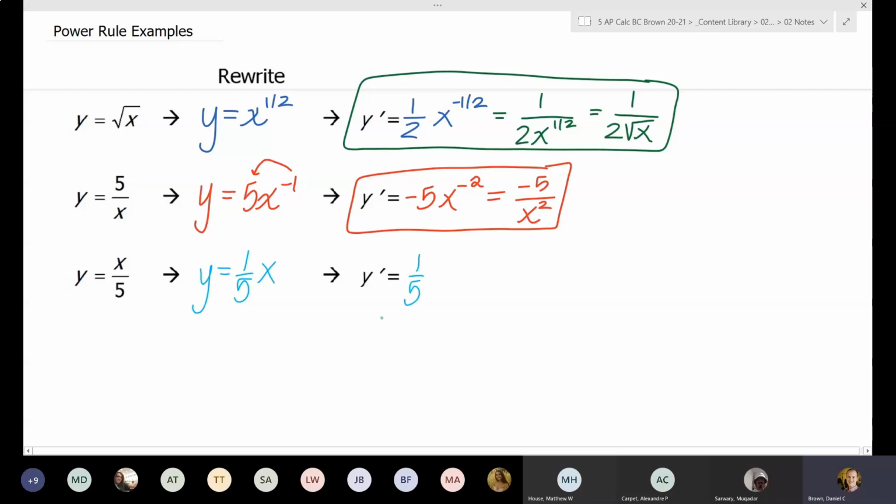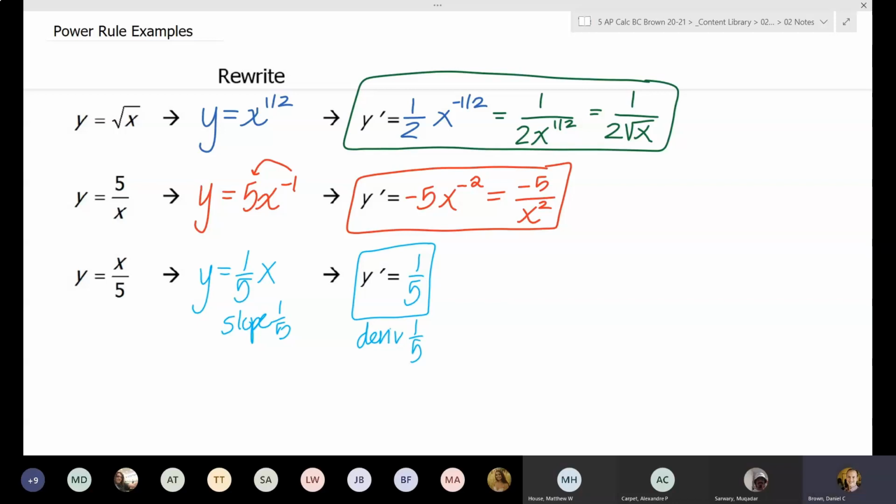Again, that is using the power rule, but also a nice little thing is that the slope of this function, it is a linear function, is 1/5. Its slope is always 1/5. So it makes sense that its derivative is also going to give you 1/5.